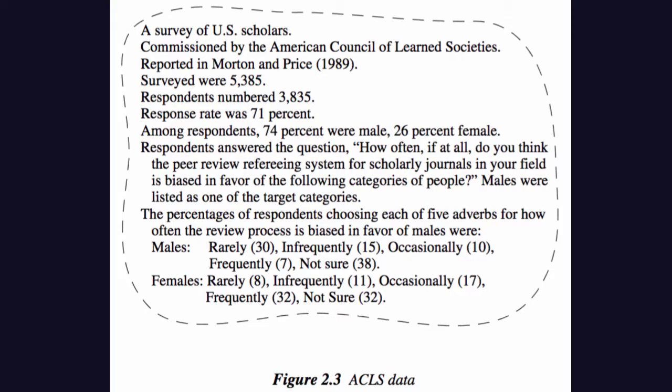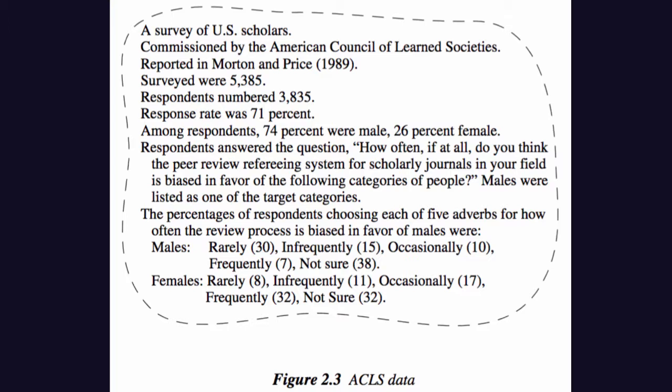So I'll just take a moment here to read through the data. It's a survey of US scholars. There were 5,000 people surveyed. 3,800 responded. Response rate was 71%, which is an amazing response rate. You never see that in real life. 74% males, 26% female respondents. Do you think scholarly journals are biased? And the answers are rarely, infrequently, occasionally, frequently, or not sure.